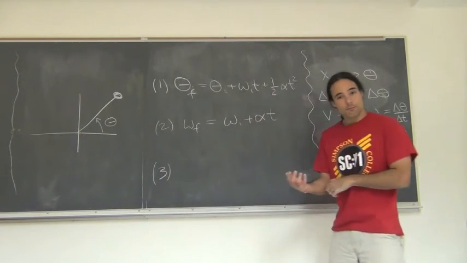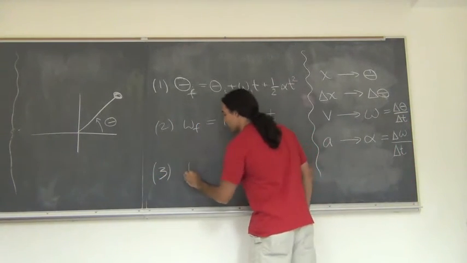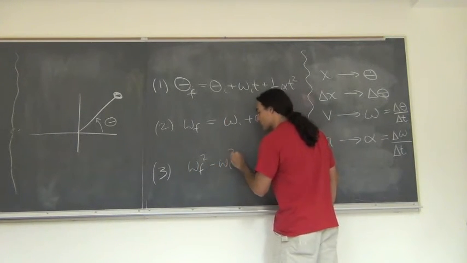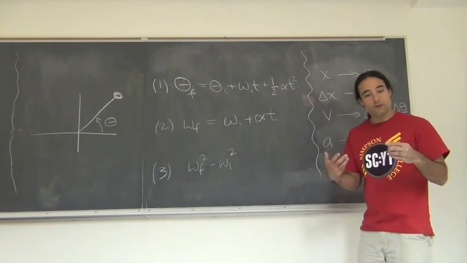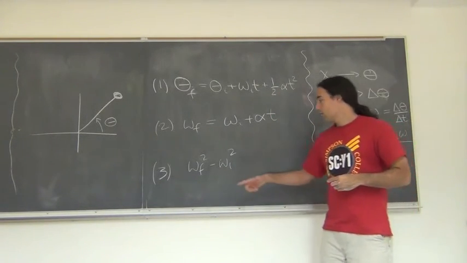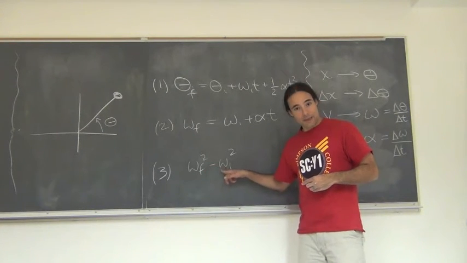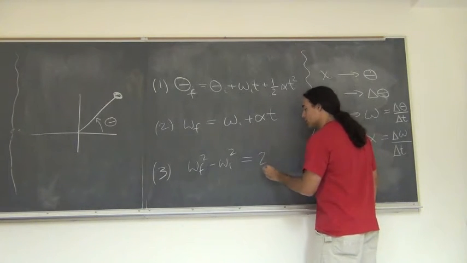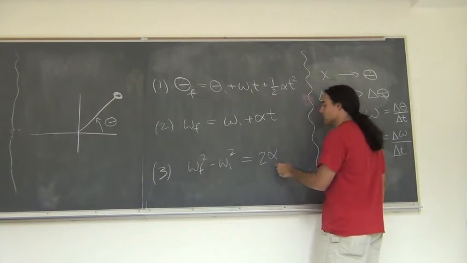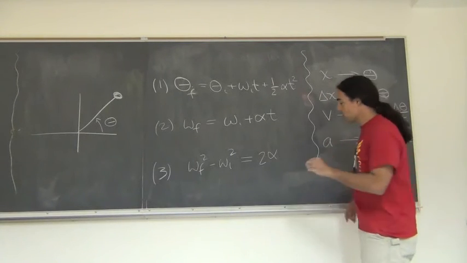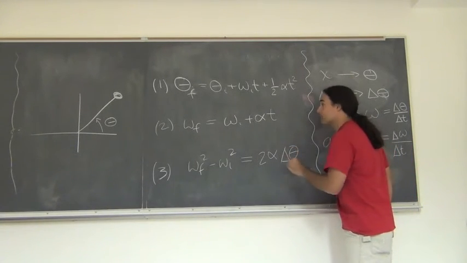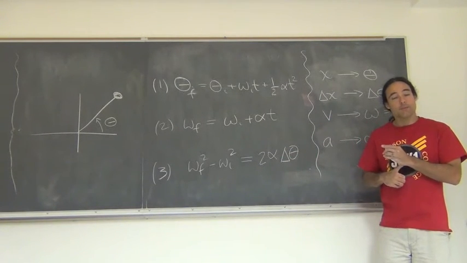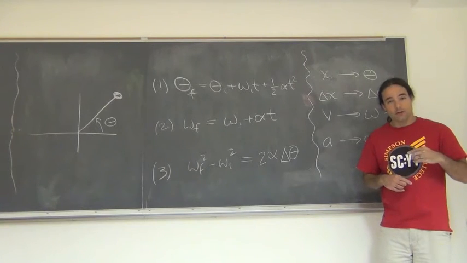Now, there's one more equation. We wrote this one as the difference between the squares of the velocities. Now we're going to write it as the difference between the squares of the angular velocities. So omega final squared minus omega initial squared equals 2 times the angular acceleration times the angular displacement. So these three equations can describe any type of motion that involves constant angular acceleration.